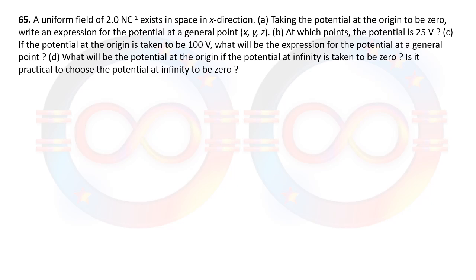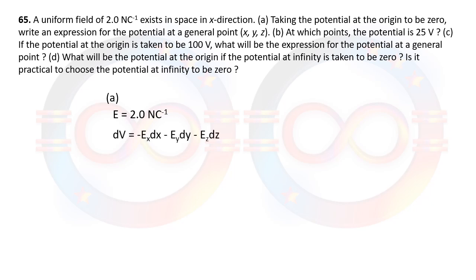In question number 65, it is saying that a uniform field of 2 Newton per coulomb exists in space in x direction. The electric field is given along the x-axis. It means this E is equal to, we can write, 2i Newton per coulomb. Part A is asking, taking the potential at origin to be 0, write an expression for the potential at a general point x, y, z. Let us take a general point x, y, z.